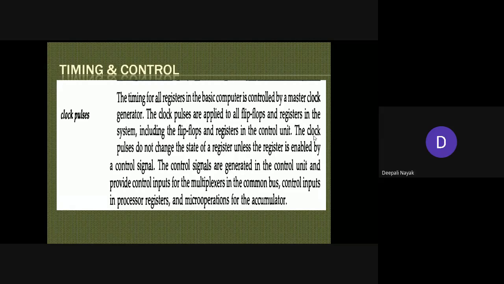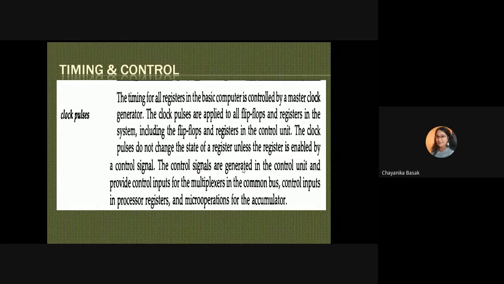The clock pulses do not change the state of a register unless the register is enabled by a control signal. The control signals are generated in the control unit and provide control inputs for the multiplexers in the common bus, control inputs in processor registers, and micro operations for the accumulator. Is this clear?